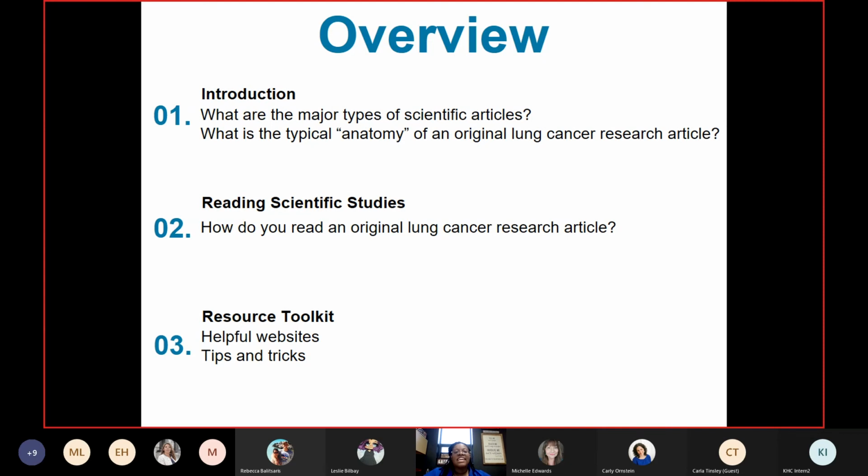Then we're going to shift gears and talk specifically about reading scientific studies. What are the strategies, the ways that you can get the most out of the article? You don't have to be a fancy scientist to understand and get the take-home message of the importance of the research. Then we're going to end with a resource toolkit: 3 or 4 very helpful websites that can help you as you navigate reading papers now and in the future, and a couple of tips and tricks for looking at these research studies. So we'll start with the introduction.